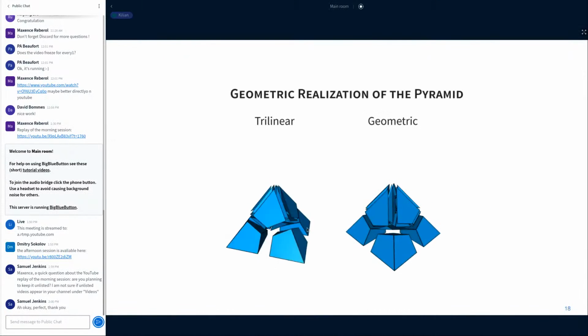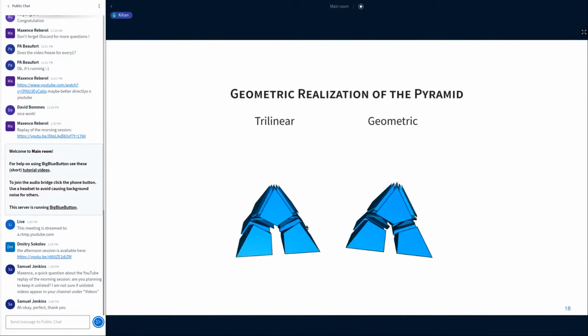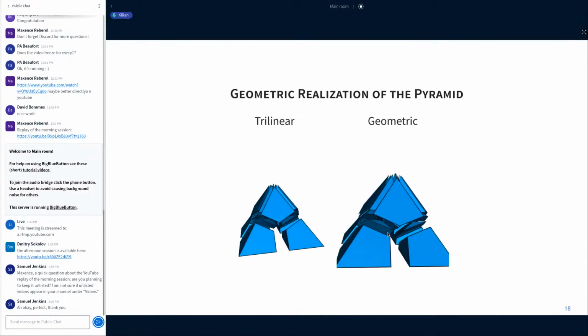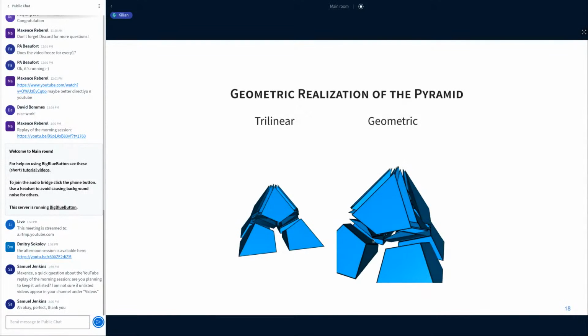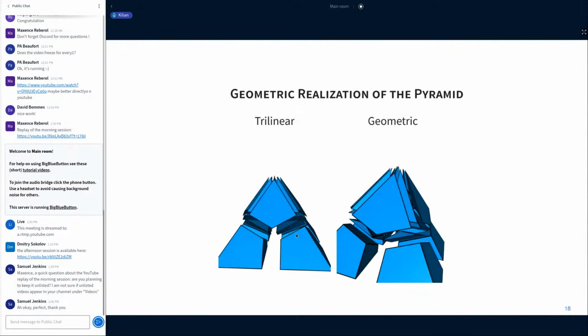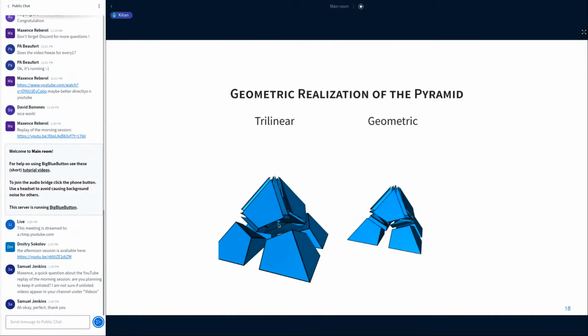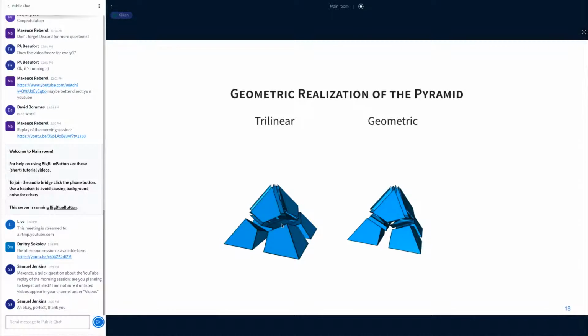And what we end up with is a mesh that looks virtually identical to the trilinear mesh, although some edges are a lot shorter here, but it is completely geometrical. And so that's a proof of concept of a technique to take those meshes that are nearly geometric and convert them into a geometric mesh.